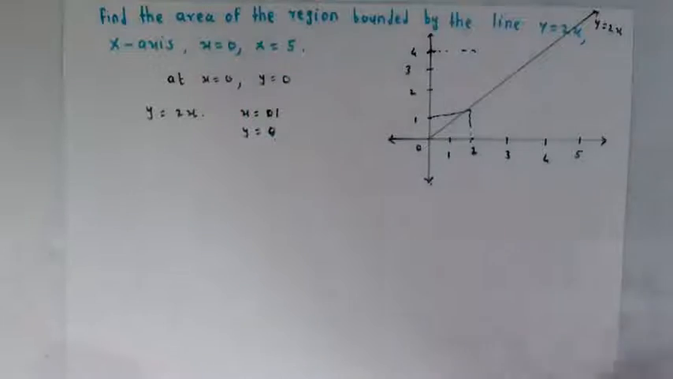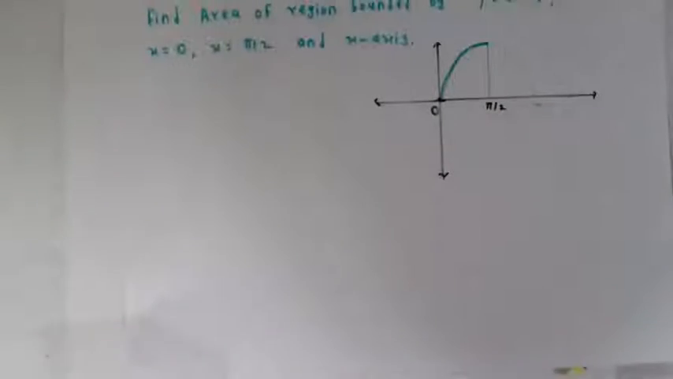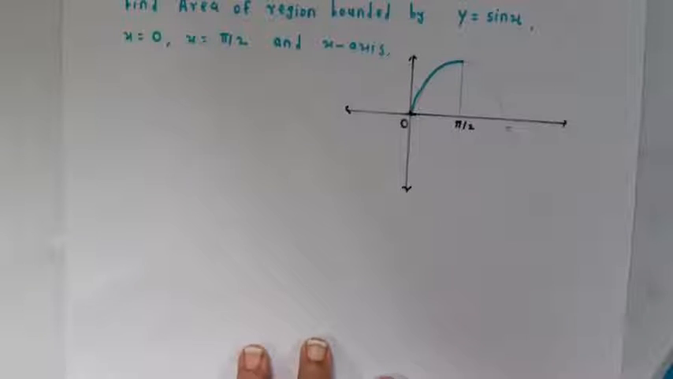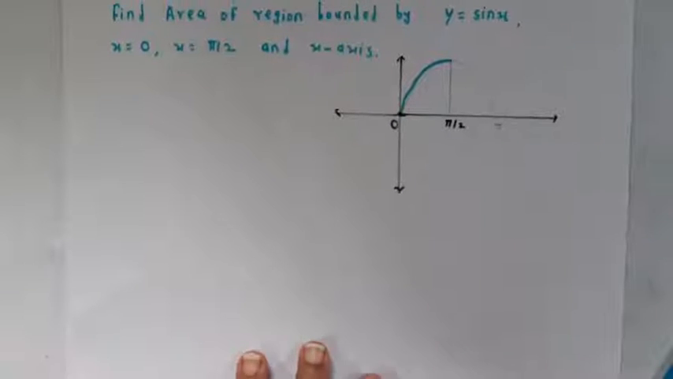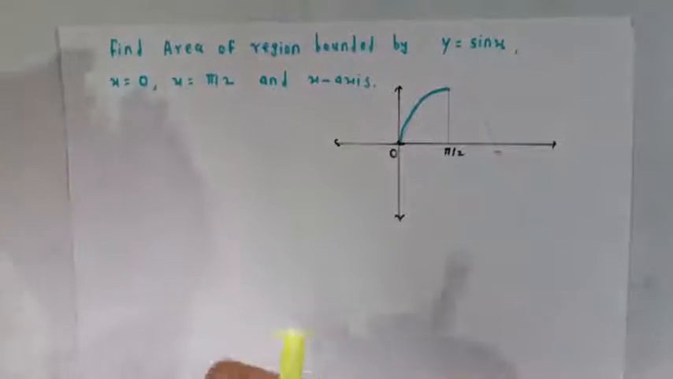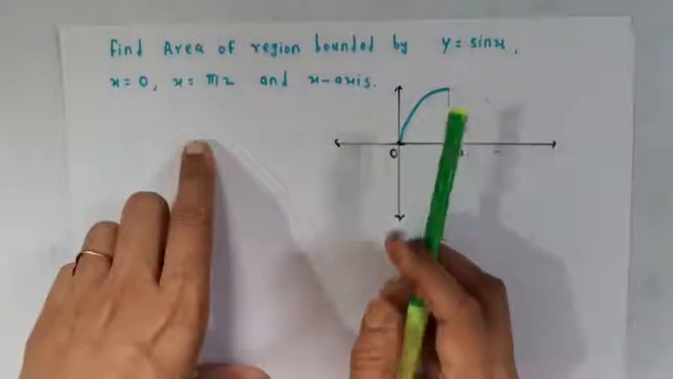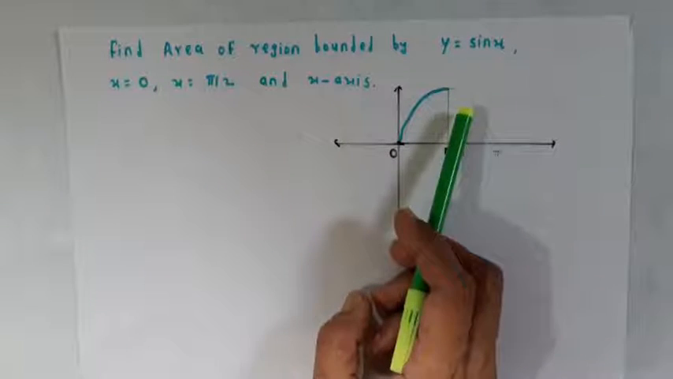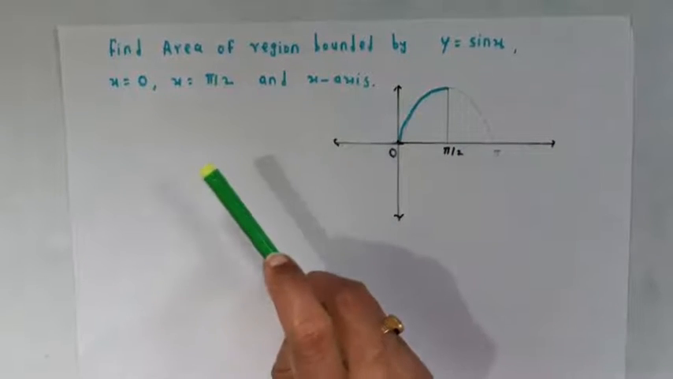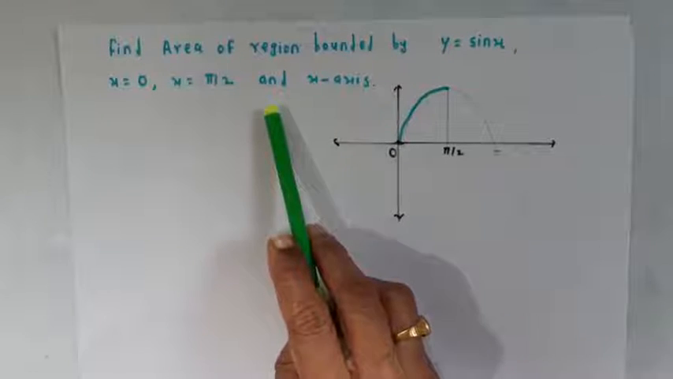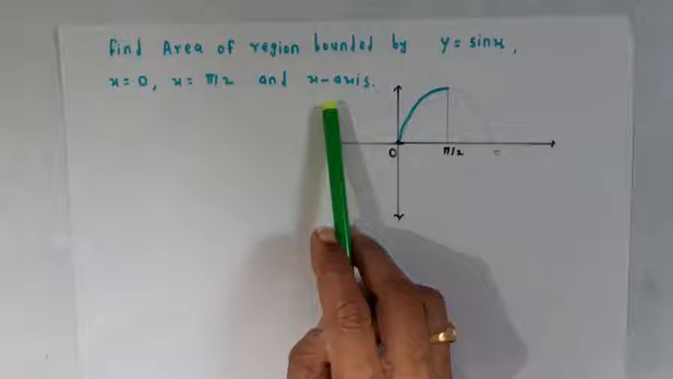Now the next question is: find the area of the region bounded by y equal to sin x, x equal to 0 and x equal to pi by 2, and the x-axis.